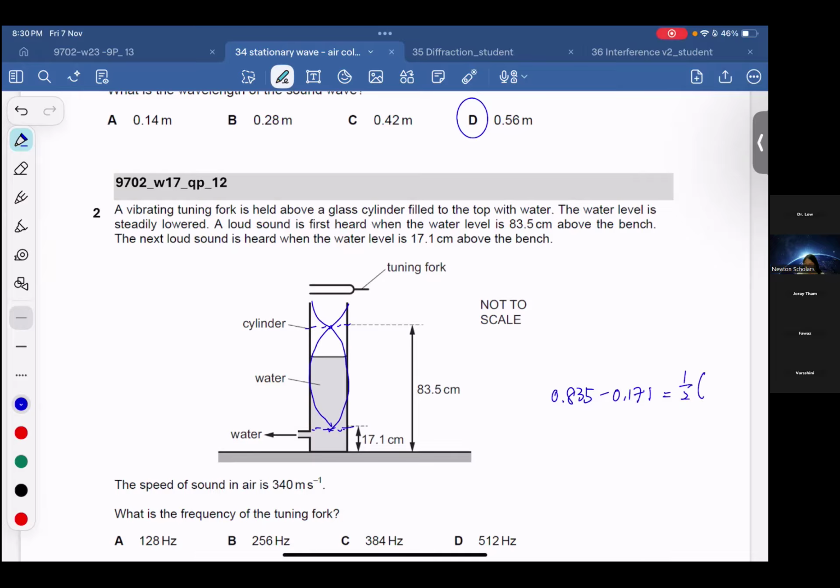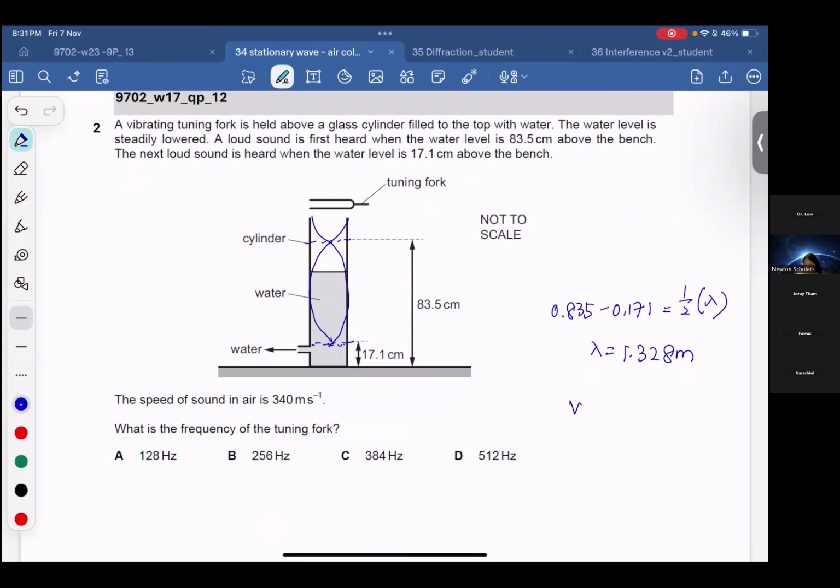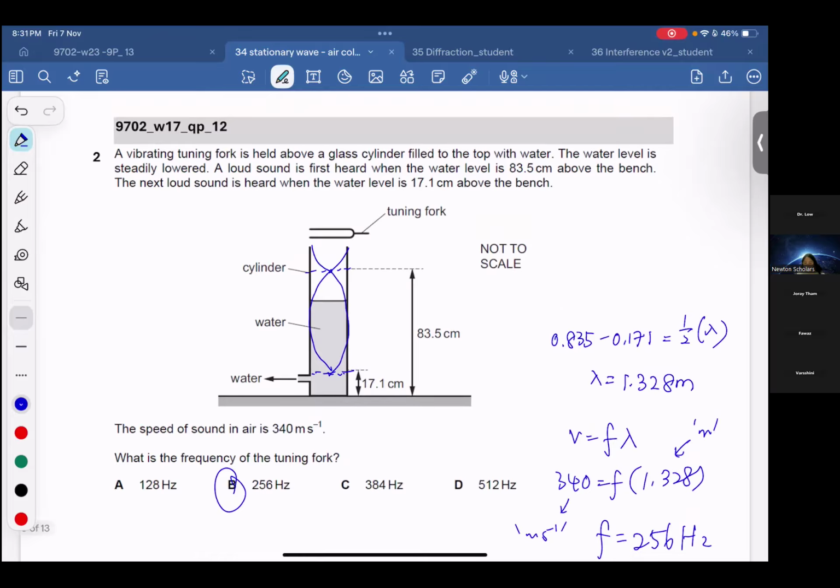Okay, so half wavelength. Wavelength will be 1.328 meter. The first note should be, yes, thank you, Joray. So V equals to F lambda. So at here, 340 equals to frequency times 1.328. Remember, convert to meter because this is meter per second. Frequency is 256 Hertz. Okay, the water level drawing, trying to confuse me.